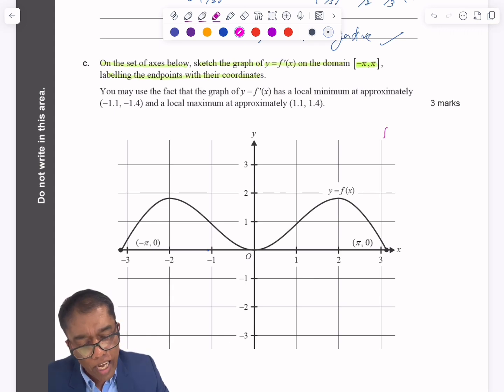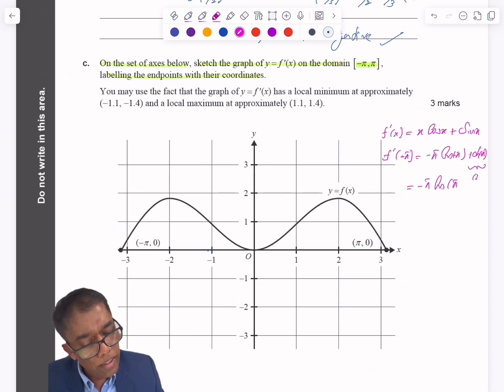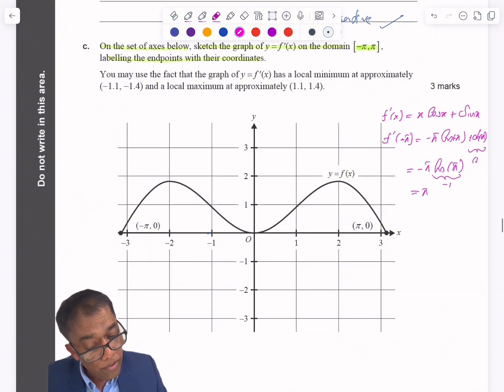We know that f dash x is given by x cos x plus sin x. Then f dash of negative pi, the left hand end, is negative pi times cos negative pi plus sin negative pi. However, sin negative pi is 0. We know that cos pi is negative 1, therefore it is pi. The right hand end, f dash of pi, is pi cos pi plus sin pi, which is equal to 0.